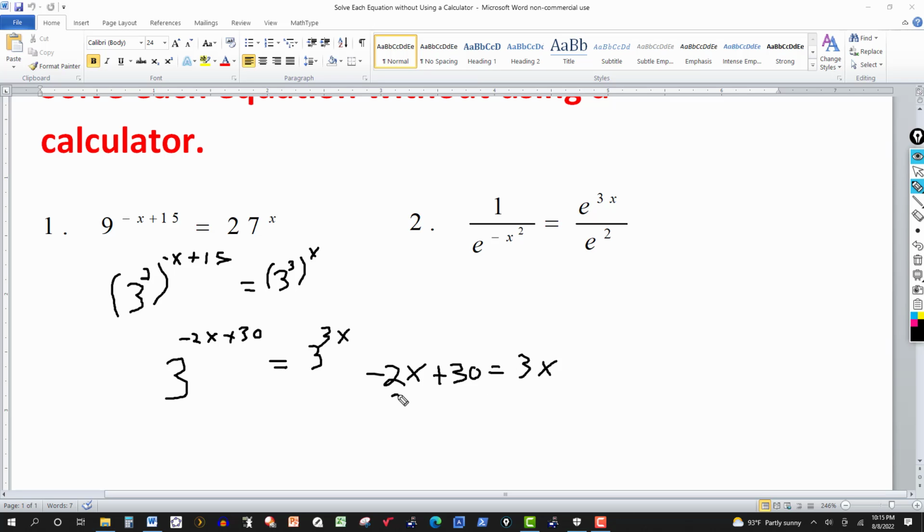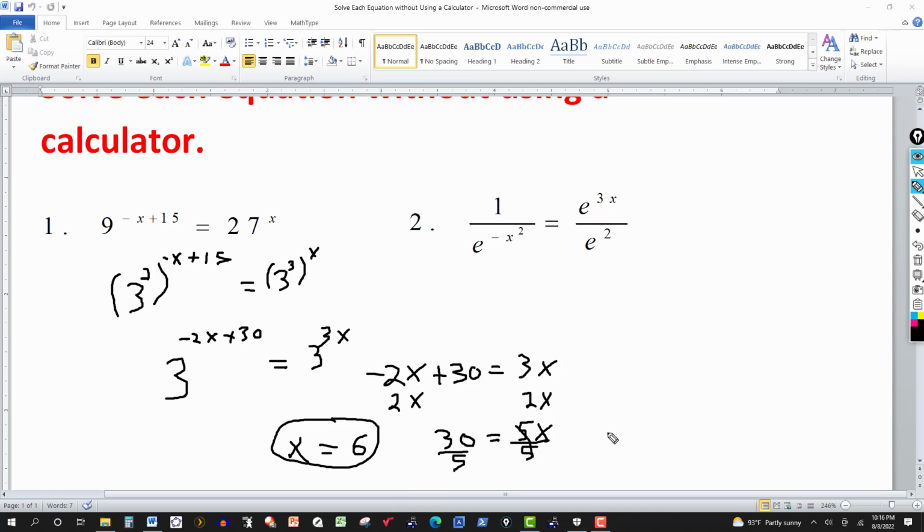Add 2x to both sides here to isolate the variable. Add 2x here and 2x over here. So minus 2x and 2x cancel. I get 30 equal to 5x. Divide both sides by 5. This divides out, so I get x is equal to 30 divided by 5, which is 6. x equals 6. That should work if you replace the x by 6 in the original equation and simplify it. You'll get the same thing on both sides.